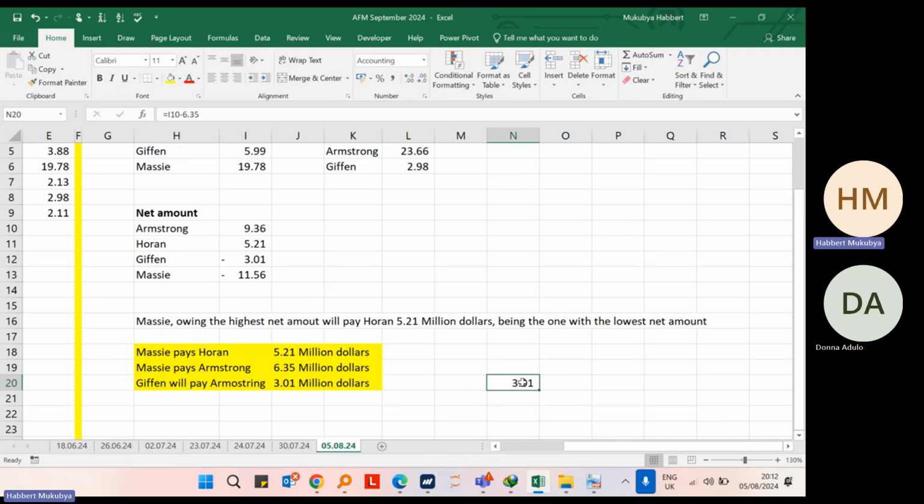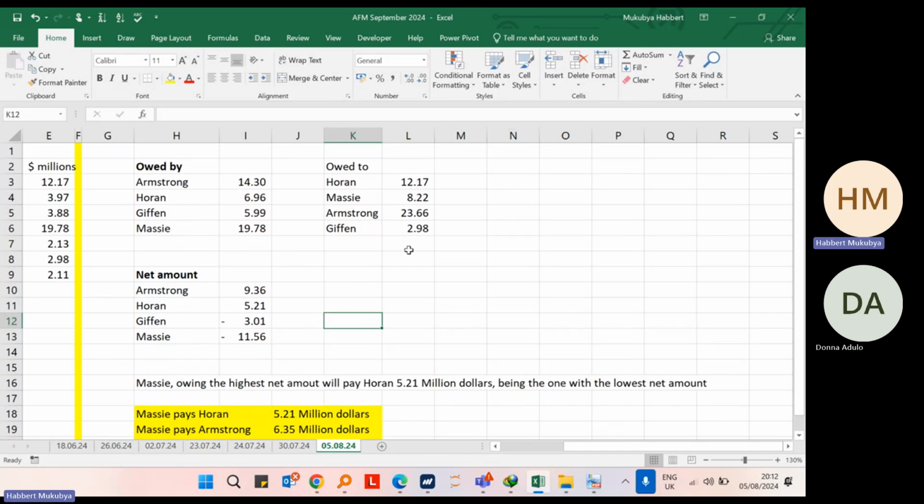So at the end of the day, Massey and Giffen have all paid out, because what we are doing here is netting. Remember that Massey and Giffen, everyone had a receivable somewhere. You see it here. But it doesn't make sense for Massey to say, okay, I'm going to pay 19.78, and you guys also pay me 8.22. It would make sense for Massey to just pay the net of the two. That's why we are saying Massey has to pay 11.56, the net of the two.